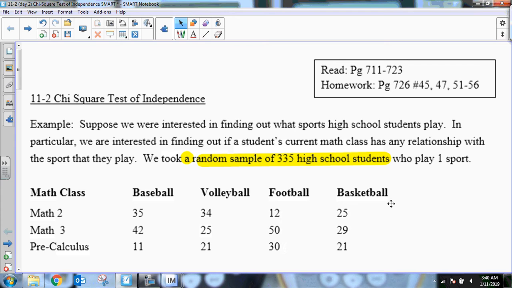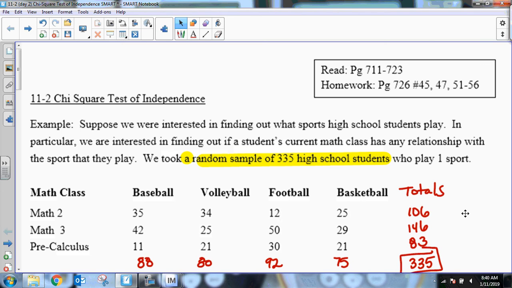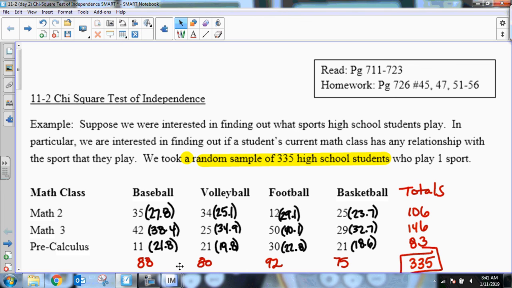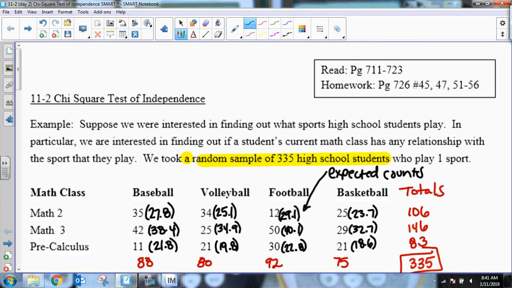Okay, hopefully you have had a chance to come in here and write in all the totals. So if you did the totals, this is what you should have gotten. And then if you did your expected count, remember with baseball, math 2, you would have to do the row total times the column total divided by the grand total. And you'd have to do that for all of them. So I just rounded to 1 decimal, but these would be what your expected counts are. In fact, I'm going to go ahead and label that now, expected counts, so that I can just refer to it later on in the test.